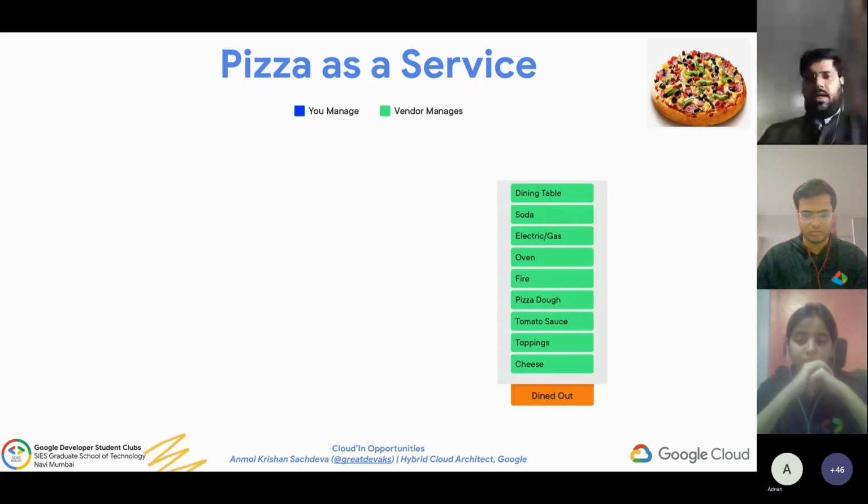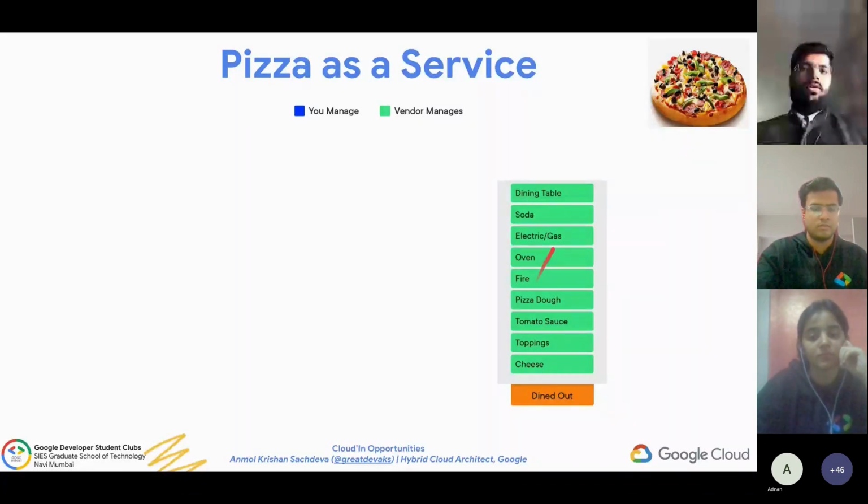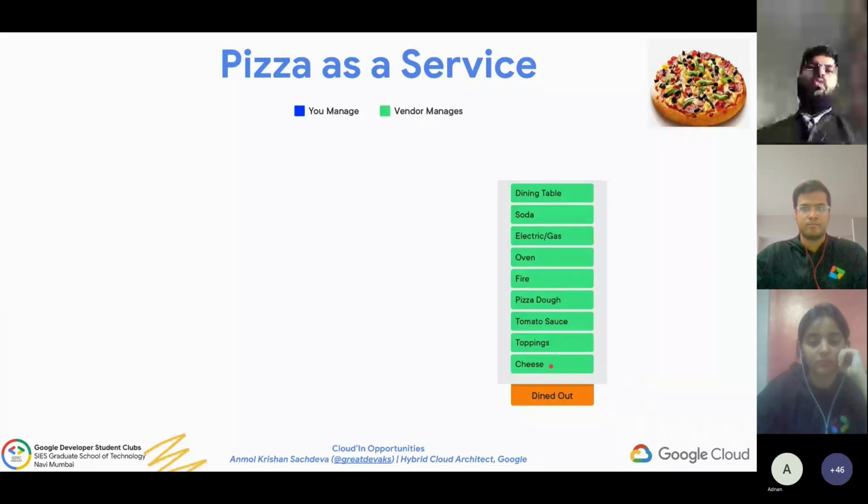So when you go to a fine dining restaurant, you have pizza created using the raw materials like pizza dough, tomato sauce, toppings, etc. The infrastructure that is there, like the fire, the oven, right, where the pizza is baked, the dining table, electricity, chair, etc. All of that is provided by the vendor. So this is where you have a dining experience wherein you just go and you consume the services and you don't have to do anything, just pay the bill and get the services.